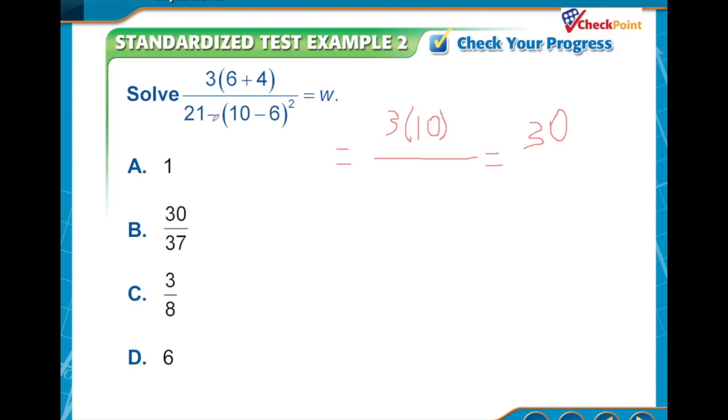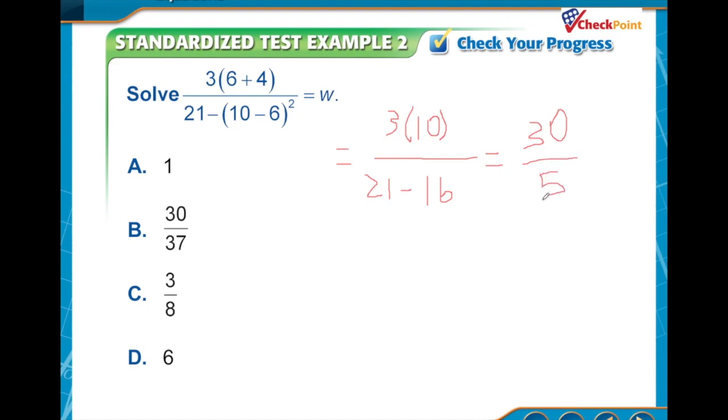Now if we go back to our denominator, we can simplify what's down here. So we get 21 minus something. So I'm going to just carry over the 21 minus. And in here, we're going to get 10 minus 6, which is 4. And I know 4 squared is 4 times 4, which is 16. So this is 21 minus 16. If we simplify the denominator one more time, 21 take away 16 gives me a total of 5 for our denominator.